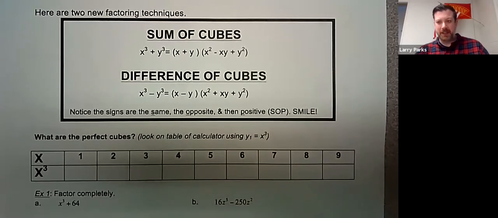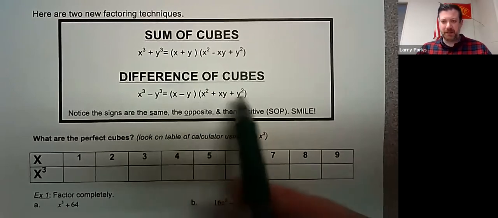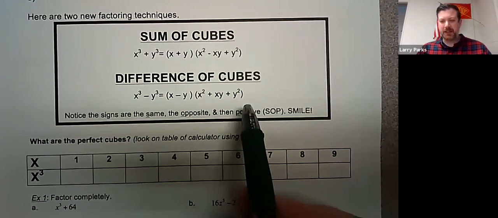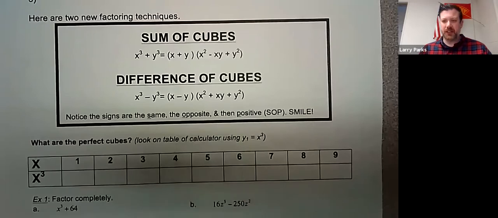Now you might be happy to know that there will not be any imaginary anything, at least in the factoring part. If you were to solve these, you would usually get two imaginary solutions. So let's just start off with the basics. What are the perfect cubes? Well, it's any number raised to the third power.